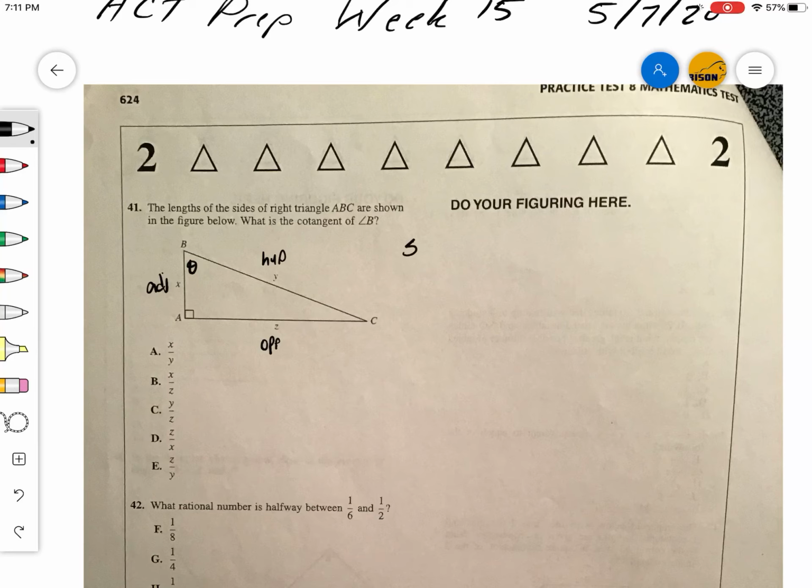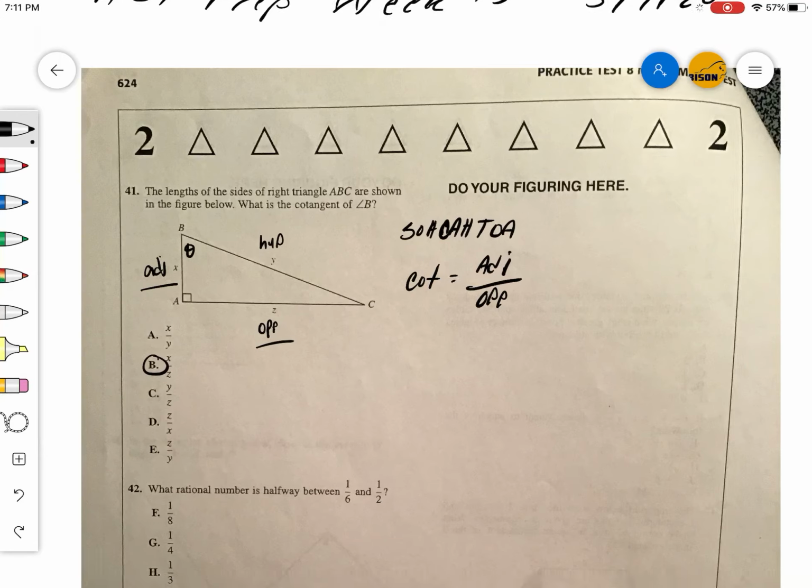So cotangent goes directly with tangent. So if you're working with TOA, TOA is tangent, so opposite over adjacent, but cotangent would be the upside down version of that. So cotangent is going to be adjacent over opposite. So that's going to be very simple for us. We'll just find adjacent, and put it over opposite. We're looking for X over Z. So we've got B.